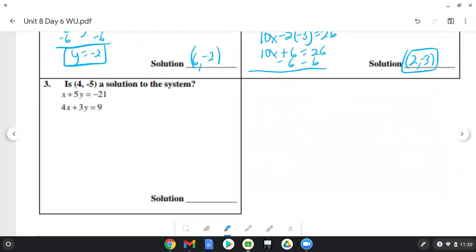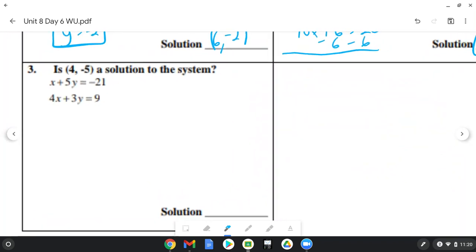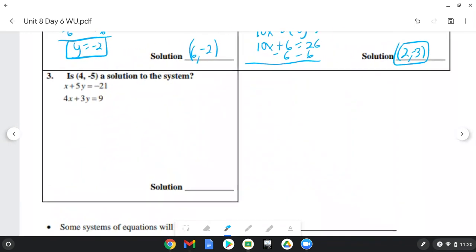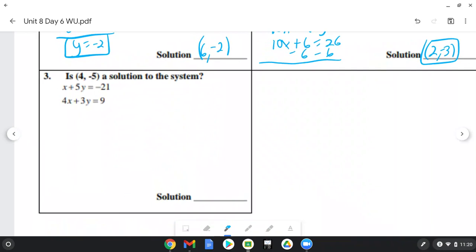3 is something from before. It says, is 4 negative 5 a solution? So, well, let's see if we plug it in. I know that this is x and this is y. So for the first one, that would be 4 plus 5 times negative 5 equals negative 21. So that'd be 4 minus 25 equals negative 21. So it'd be negative 20 equals negative 21.